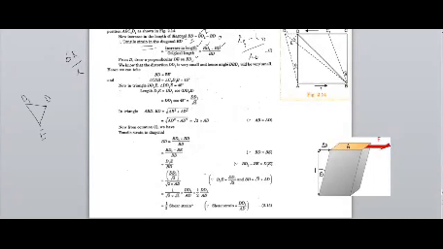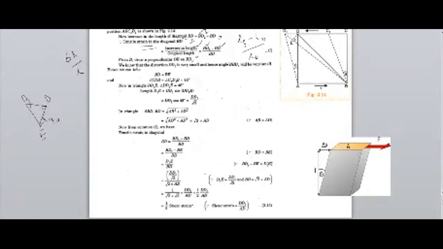It is 90 degrees here, given. This is 90 degrees. I need these two angles: the angle at D as well as the angle at D1.